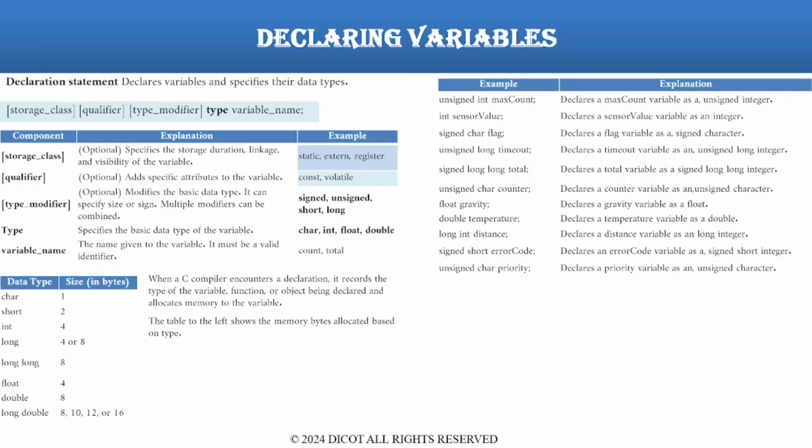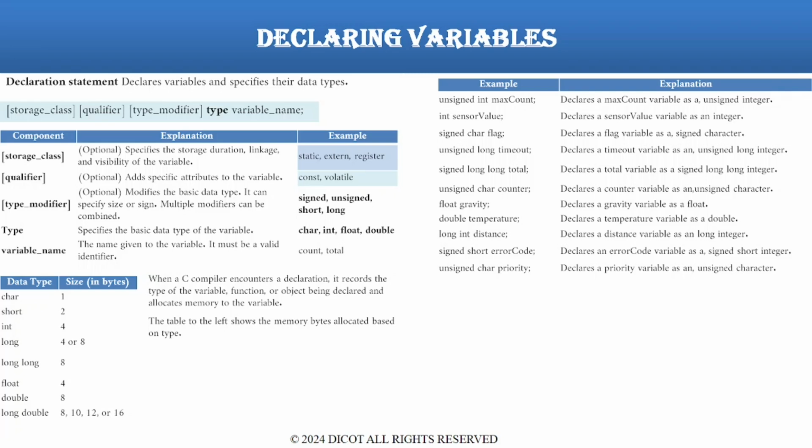Char is 1 byte, short 2 bytes, int 4 bytes, long 4 or 8, long long 8, float 4, double 8, long double 8, 10, 12 or 16 depending on the platform.